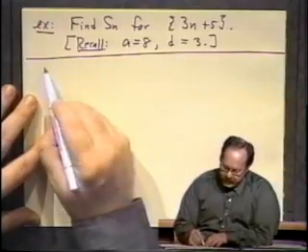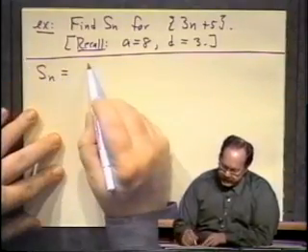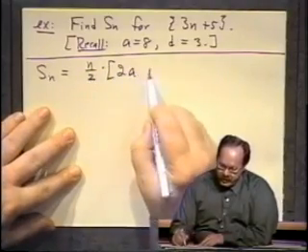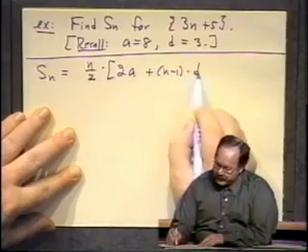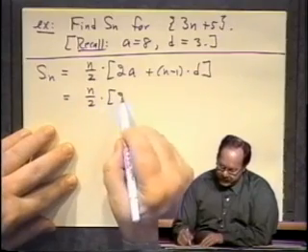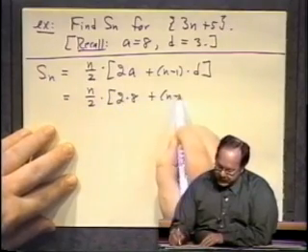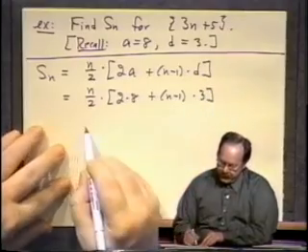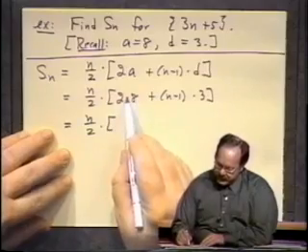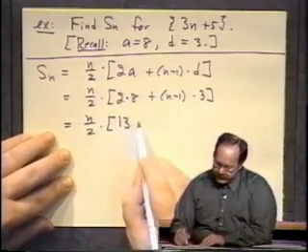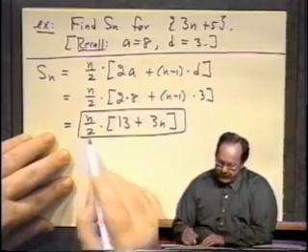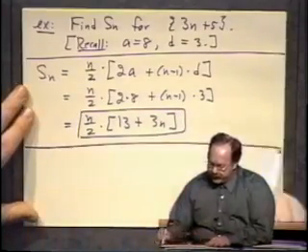So with that in mind, there are two ways to compute this. S sub n is n over 2 times 2a plus n minus 1 d. That's just the formula. Substituting in, n over 2 times 2 times 8 plus n minus 1 times 3. And then that would be n over 2 times, let's see, we have 16 here, and then a minus 3, we have 13 plus 3n. And that's where I would stop, unless I needed to simplify it further for some other reason.